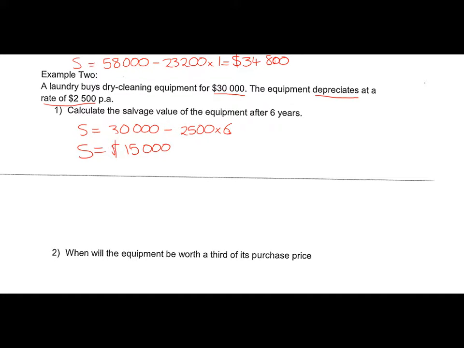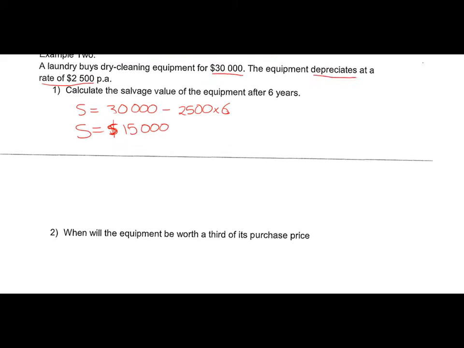Okay, so that's one nice and straightforward. There we're just finding a salvage value. We just have to put in a sum. There's not too much working out to be done. Number 2 is a slightly harder one. It's an equation that we need to solve.